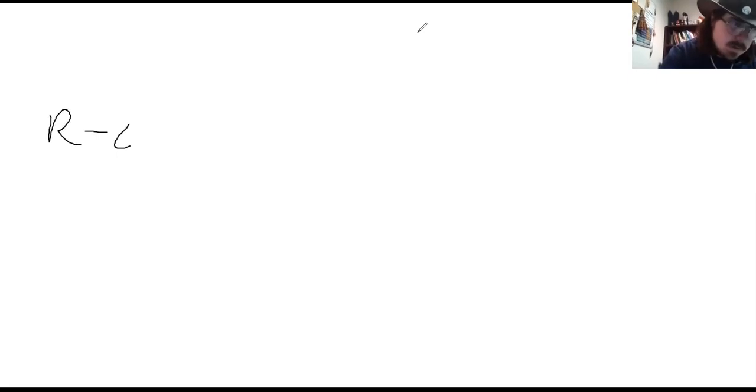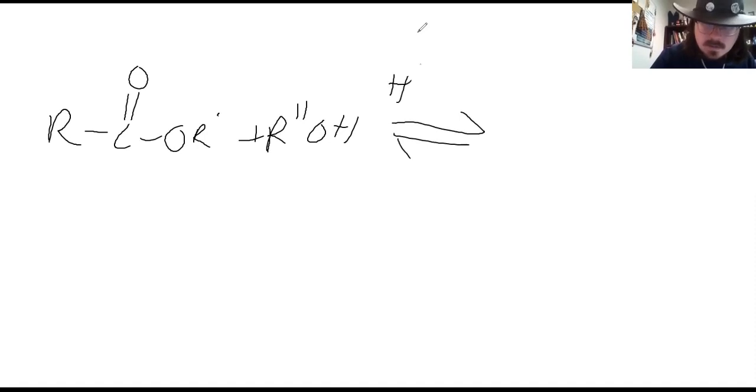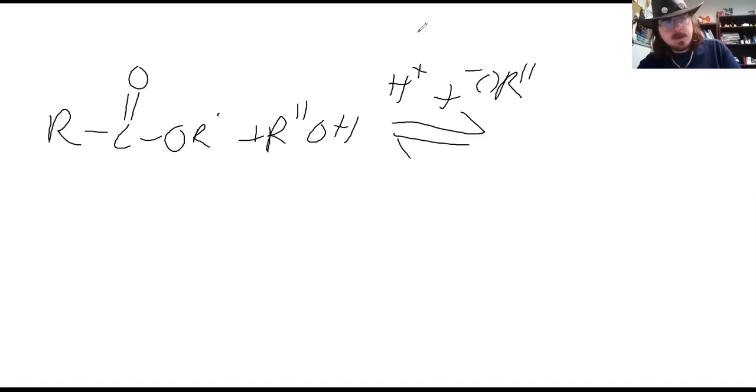We've seen this. We have O, R prime, and we're going to add a different alcohol in our alkoxide. And you could do this either acid catalyzed, where we protonate the O first, the carbonyl O, or you could do this base catalyzed or base promoted, where this is going to attack here first, kick it up, and then move it down. And of course, then we have to have some way to protonate.